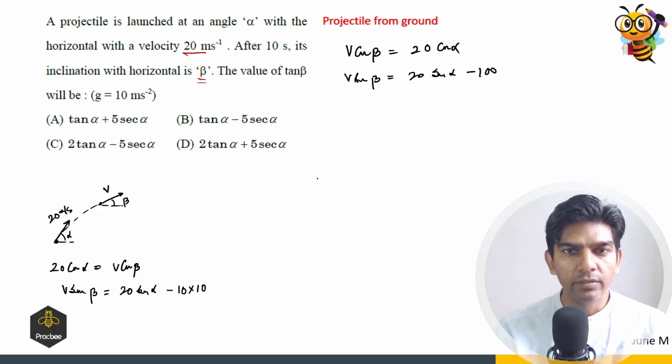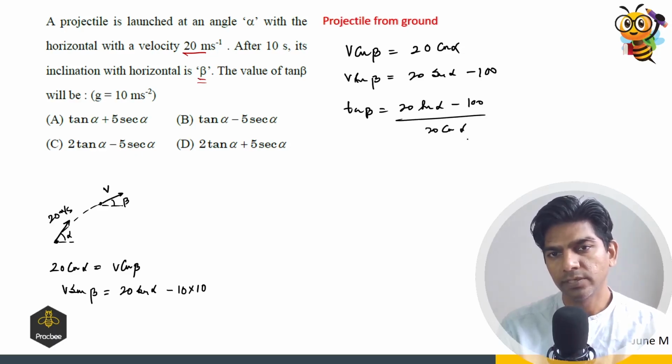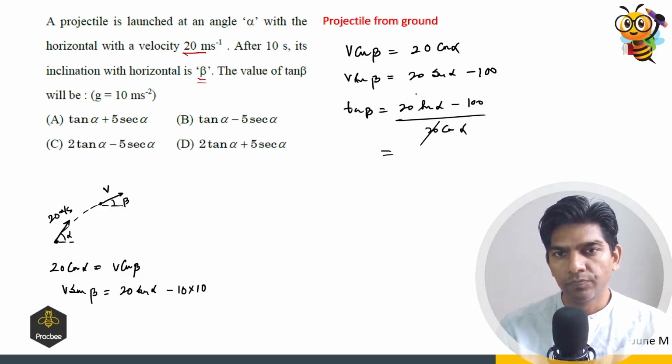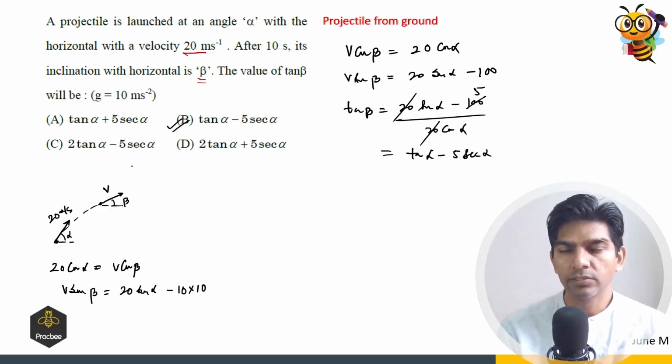And we have to find tan beta, right? So let us take the ratio of these two. So tan beta is (20 sin alpha minus 100) divided by 20 cos alpha. So this will give us 5 here. So it will be tan alpha minus 5 sec alpha. So option B is the right answer.